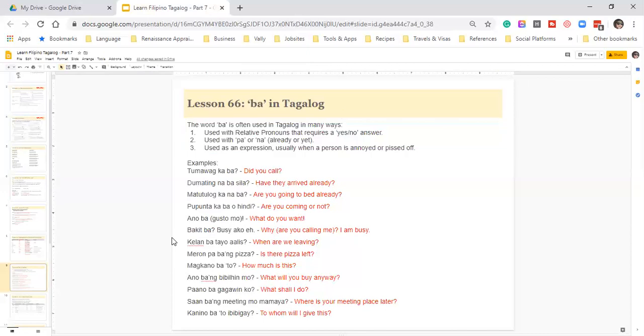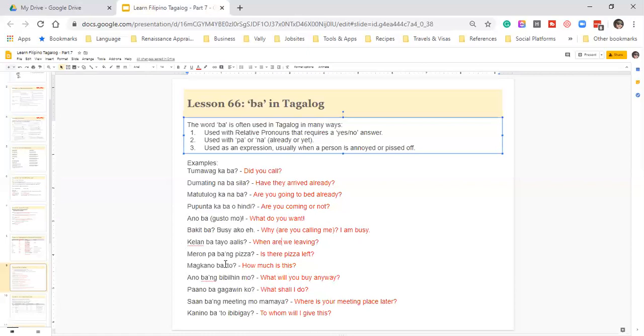Kailan ba tayo aalis? Meron pa bang pizza? Magkano ba to? Ano bang bibilhin mo? Paano ba gagawin ko? Saan bang meeting mo mamaya? Kanino ba to ibibigay?